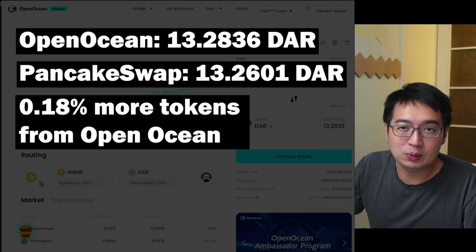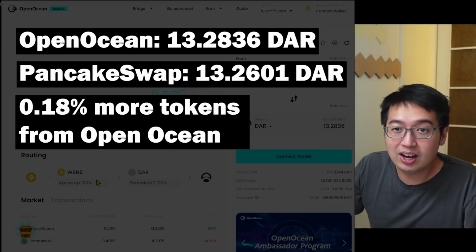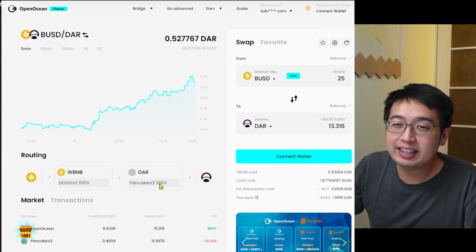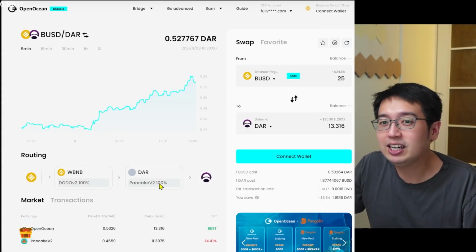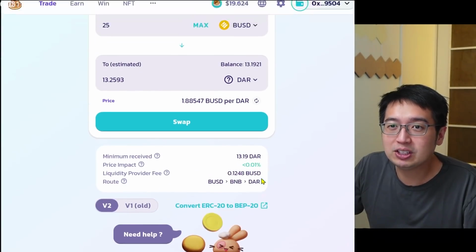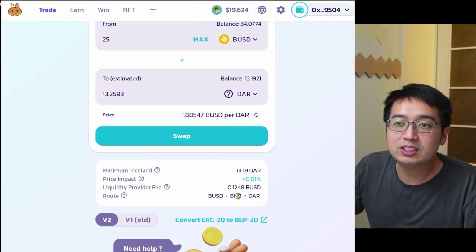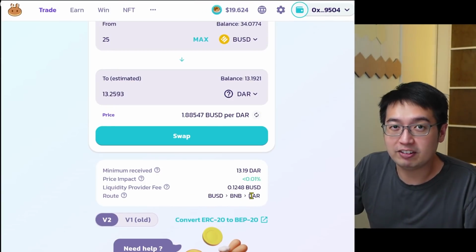It takes our BUSD, gives us some BNB on ApeSwap, or now Dodo V2. It just makes sure we get that full value consistently, while on PancakeSwap, it's all internal and it shows us our route here. It takes our BUSD, converts it to BNB, and then we have our DAR. It might have been really hard to keep up with that because the price kept updating. And that's a good thing because we want to see the best price possible at all times.